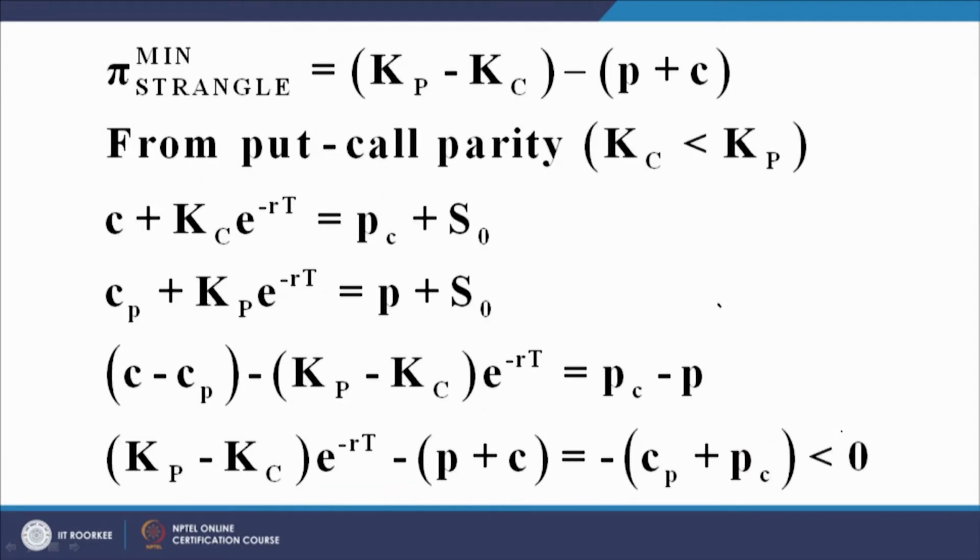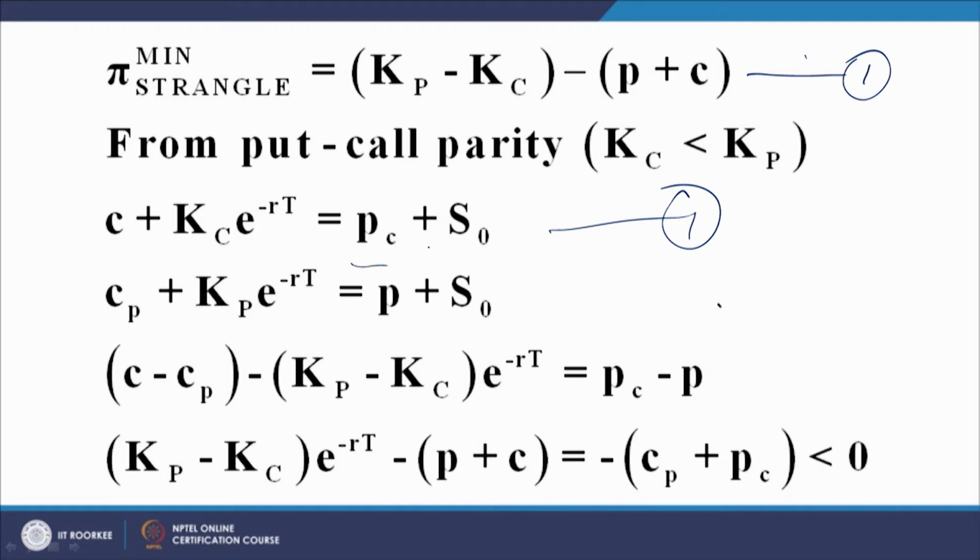Now, let us look at the minimum profit of the strangle that we saw in the previous slide, given as K_P minus K_C minus P minus C. Now let us look at what is going to be the sign of this expression, equation number 1, whether it is greater than 0 or whether it is less than 0. For this purpose, we write the put call parity for the call and the put which comprise the strangle. We have this as equation number 1 for the long call that comprises the strangle. What is P_C?